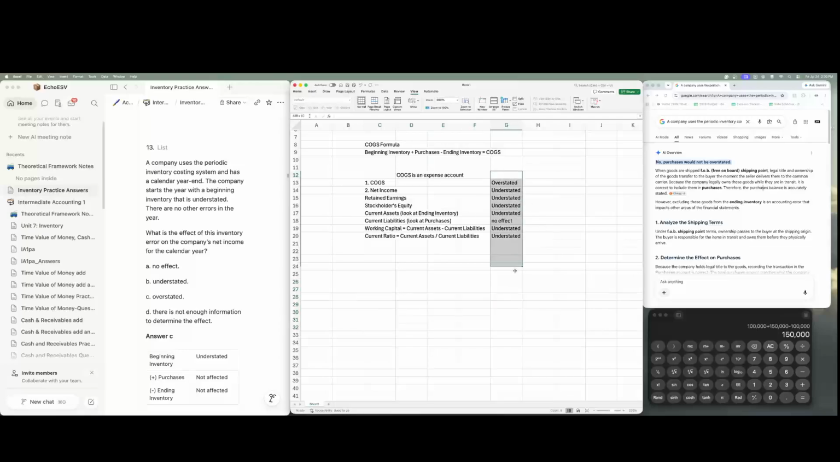Okay, a company uses the periodic inventory costing system and has a calendar year end. The company starts the year with the beginning inventory understated, but there are no other errors in the year. So what is the effect of the inventory error on the net income for the calendar year? This one's kind of different.